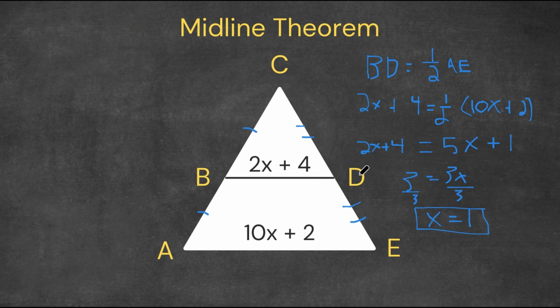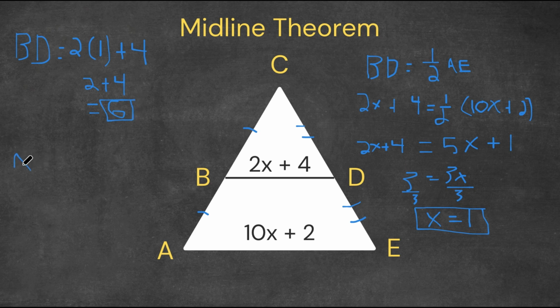So we can now simply plug x into both our expressions here. So BD, this is equal to 2 times 1 plus 4. 2 times 1 is simply 2, so this is 2 plus 4, and this is equal to 6. So the length of the line segment BD is 6.